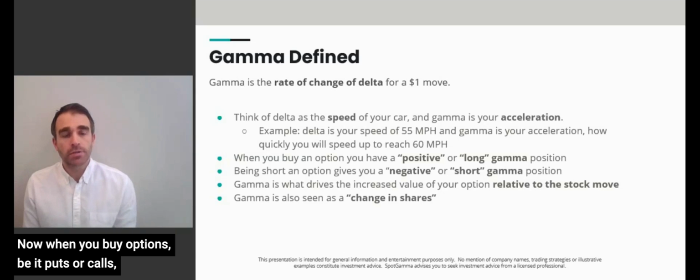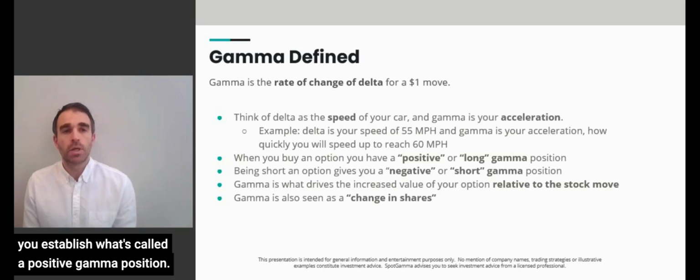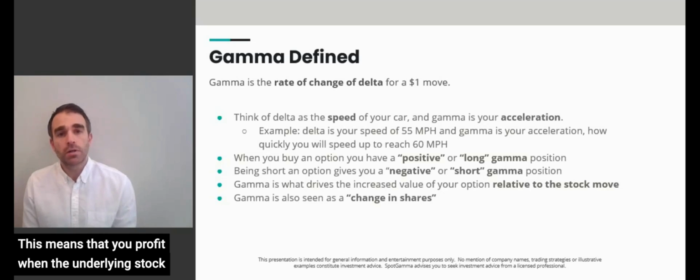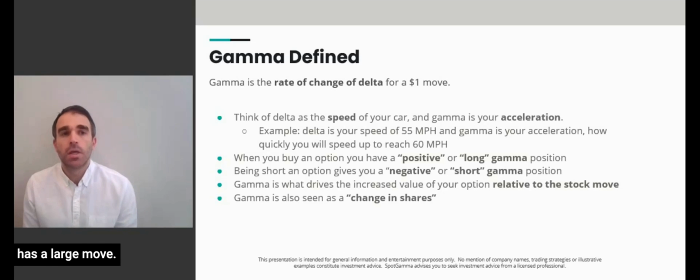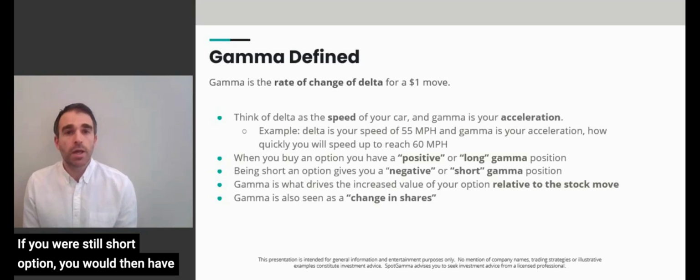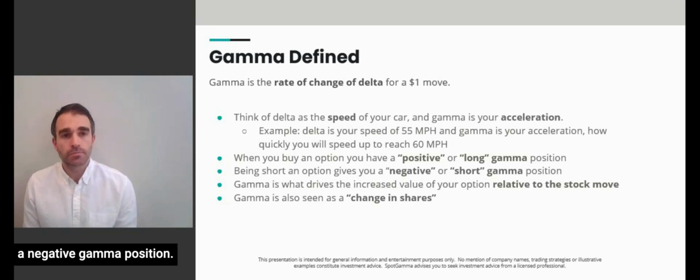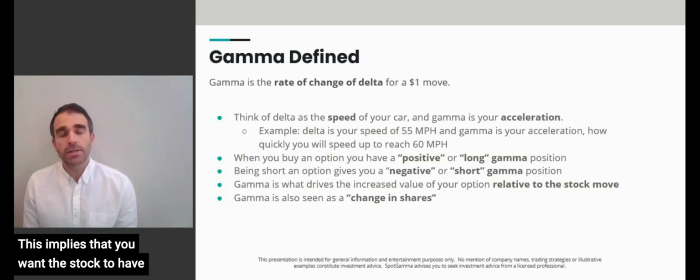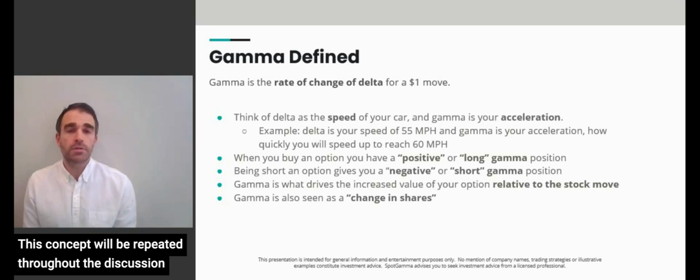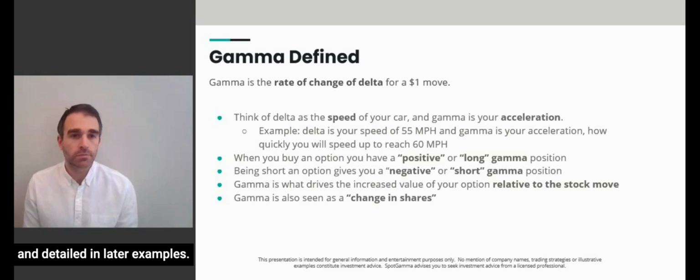Now, when you buy options, be it puts or calls, you establish what's called a positive gamma position. This means that you profit when the underlying stock has a large move. If you were to sell short an option, you would then have a negative gamma position. This implies that you want the stock to have very little movement. This concept will be repeated throughout the discussion and detailed in later examples.